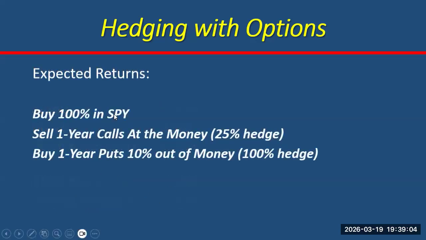So put 100% in the S&P 500 or something else. You can buy options on almost anything. Sell call options at the money. Buy 1-year puts 10%. So you would sell the call options, maybe 25% of your portfolio to give you like a 75-25% stock portfolio, and then buy puts.